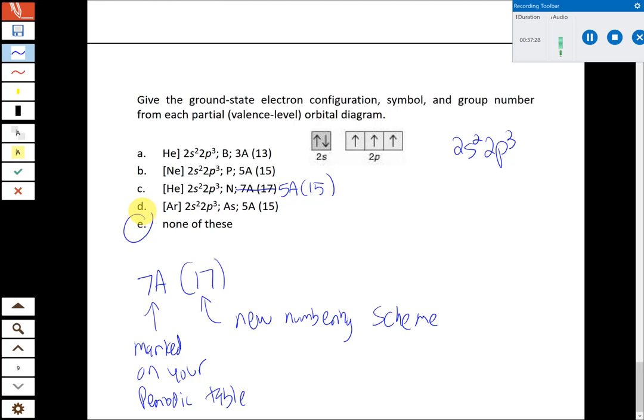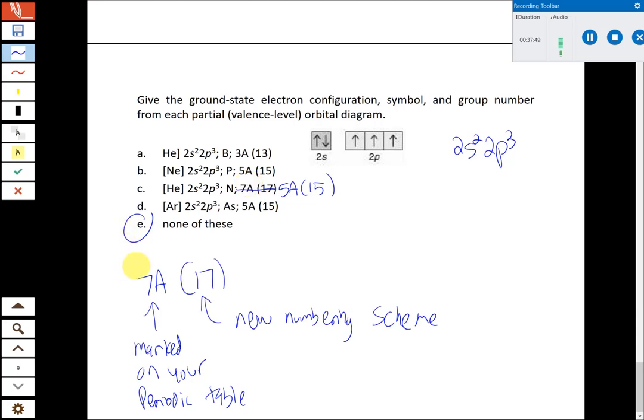Now again, it requires you to look closely at the answer choice, not just find the element and the configuration that match, but also look at the group number. It also requires you to pick none of the above, which is sometimes psychologically difficult to do. But that's going to be the correct answer here, is none of these, because the group number for nitrogen was not stated correctly. All right, so that takes us to the end of this week's homework review.